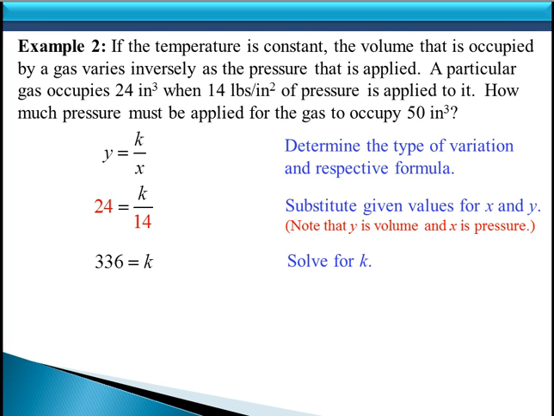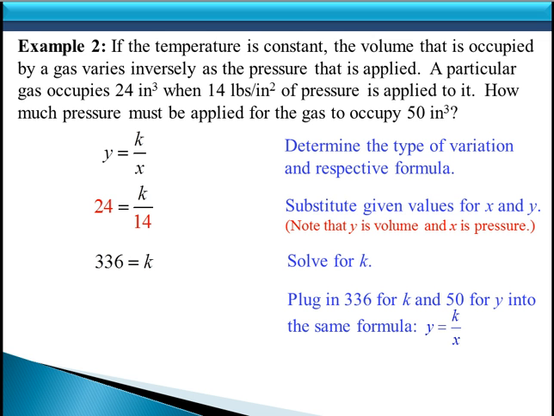So now we use the formula once again, the same formula, the y equals k over x, but this time we're going to replace the k with the value we just found for k. And then since we want to find the pressure when the volume is 50 cubic inches, we're going to put 50 in for y, because remember y is the volume, and we're trying to find the x that goes with that. So we plug the k in and the y in, and now we solve this for x.